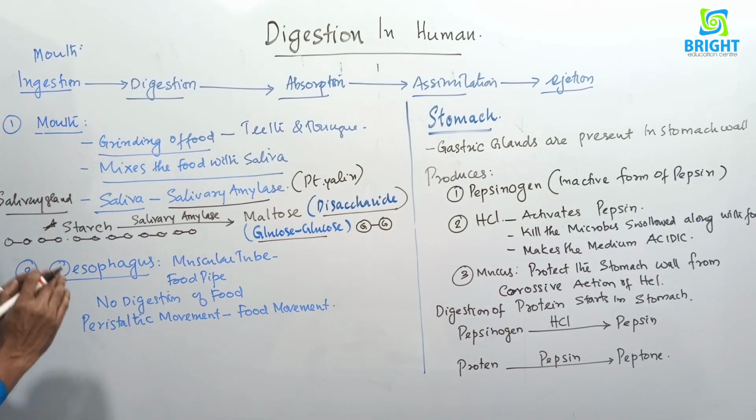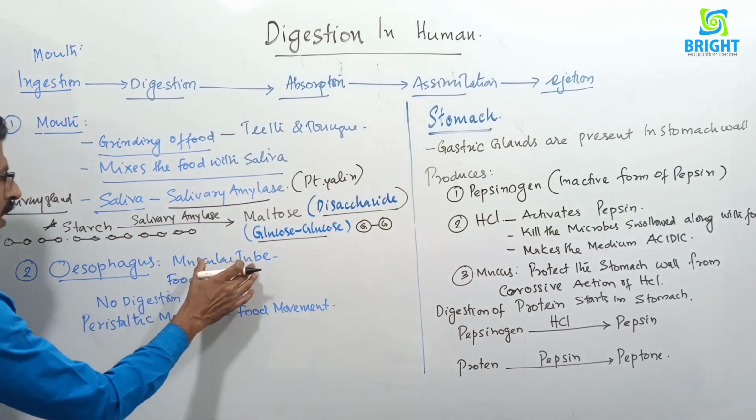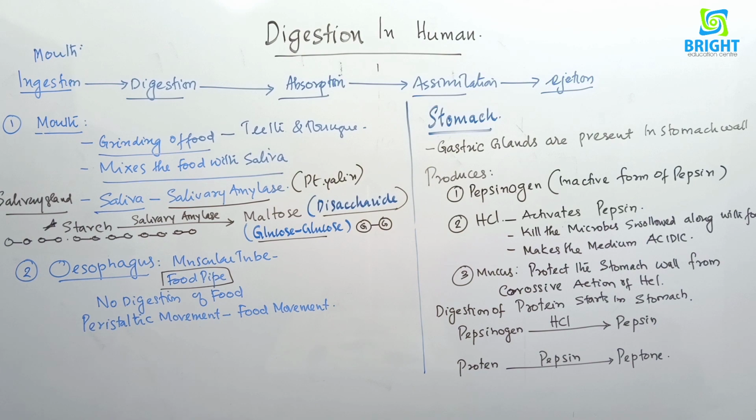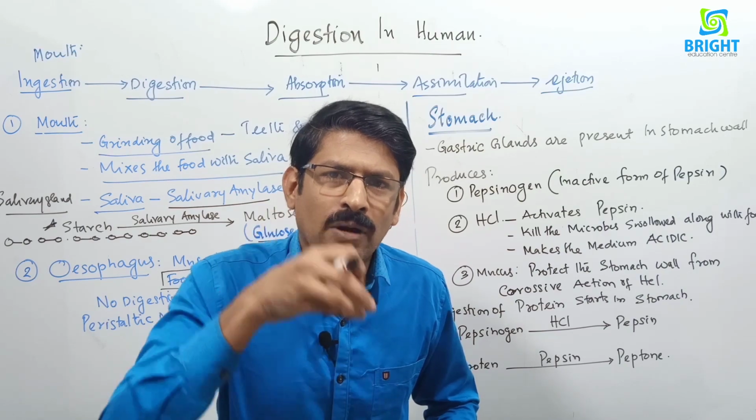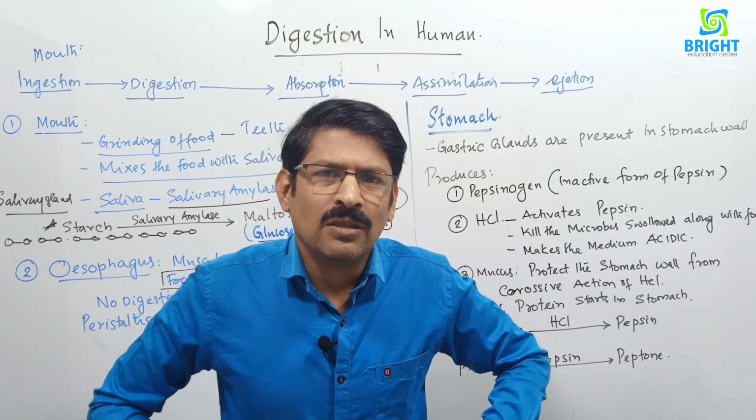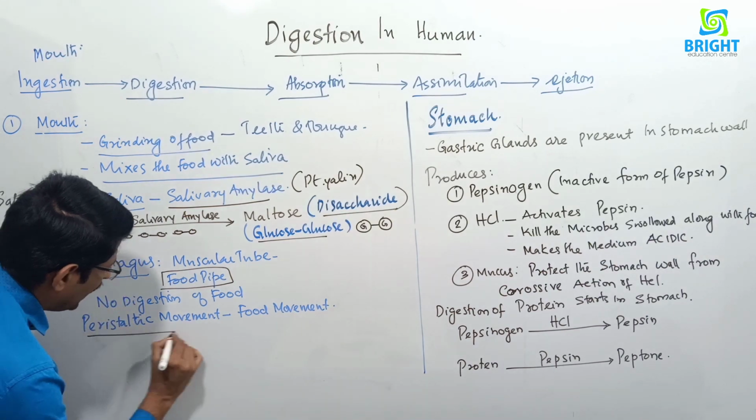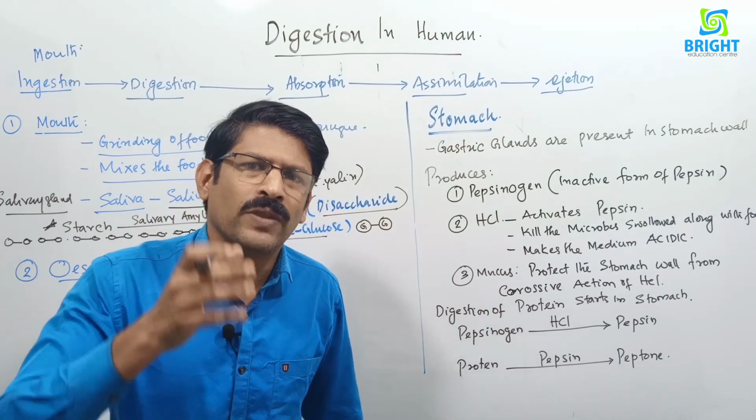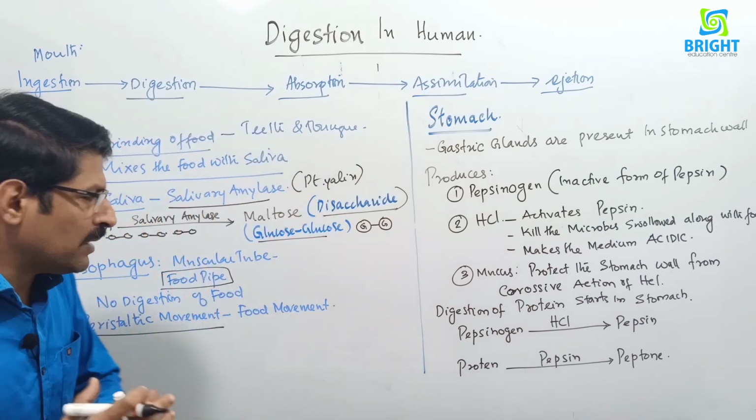And the next part of our alimentary canal, the gastrointestinal tract, is the esophagus. The esophagus is a muscular tube, commonly called the food pipe, and no digestive process takes place there. It acts as a path for transferring the masticated food into the stomach. This is a region that connects with the stomach, and the movement of food through the esophagus is called peristaltic movement. It is a rhythmic, wavy movement of the muscular part of the esophagus wall, and that leads to the movement of food to the stomach region.